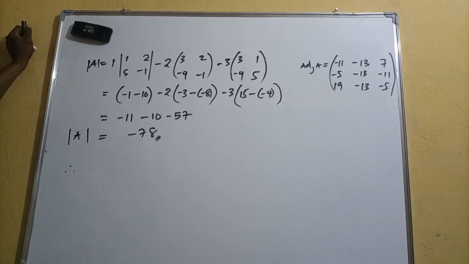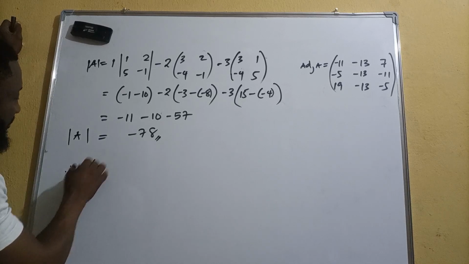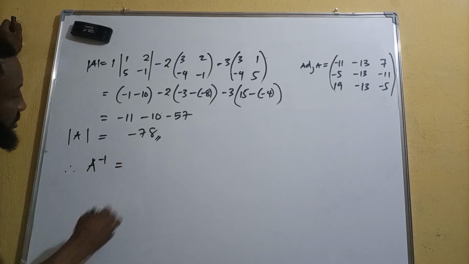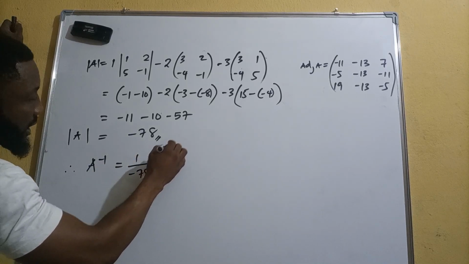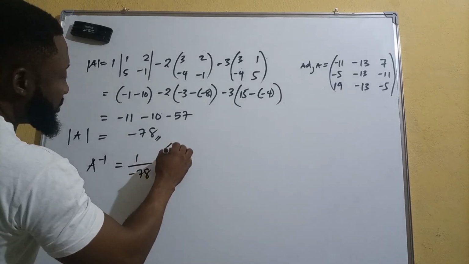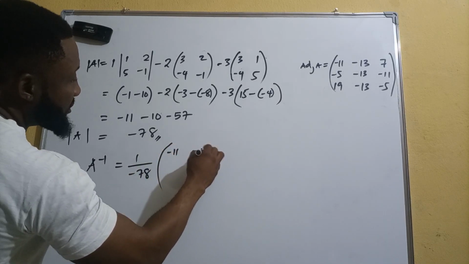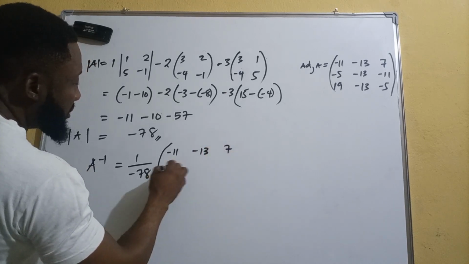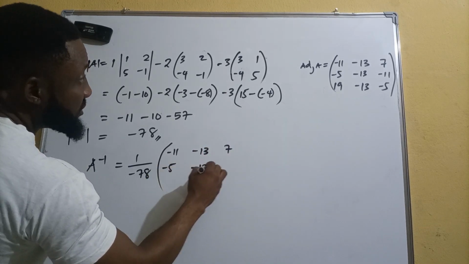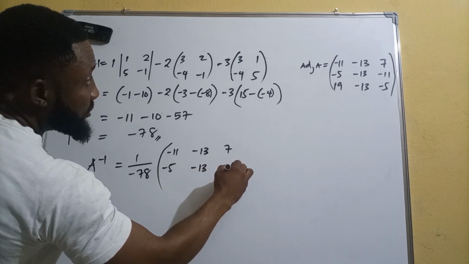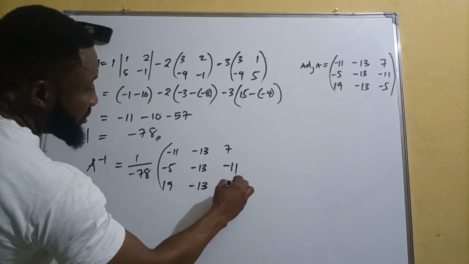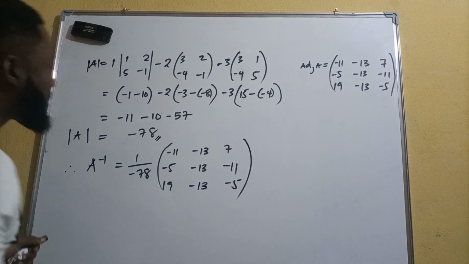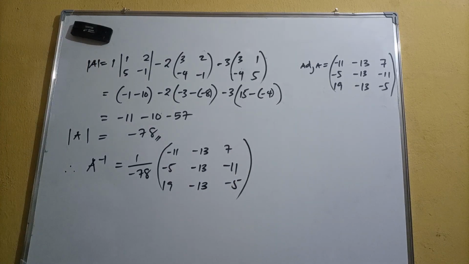Now we can comfortably write the inverse of the matrix. The inverse is equal to 1 over the determinant, which is minus 78, times the adjoint of the matrix, which is minus 11, minus 13, 7, minus 5, minus 13, minus 11, 19, minus 13, minus 5. So now this is the inverse of the matrix. This is how we find the inverse of a 3 by 3 matrix.